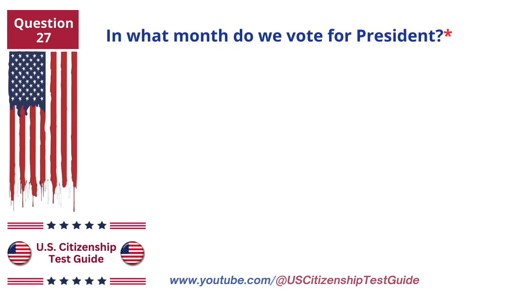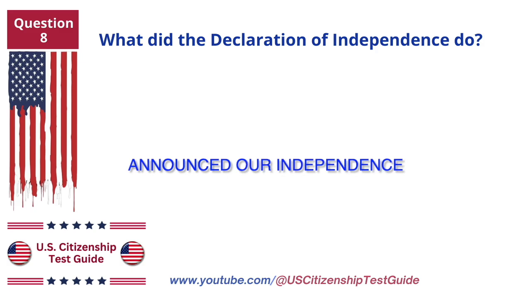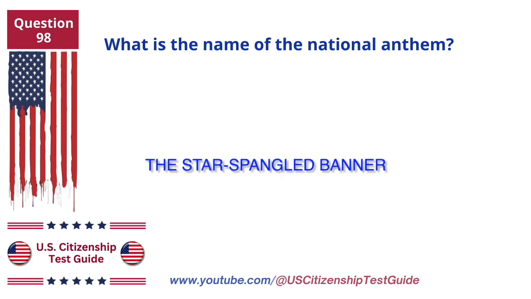In what month do we vote for president? November. What did the Declaration of Independence do? Announced our independence from Great Britain. What is the name of the national anthem? The Star-Spangled Banner.